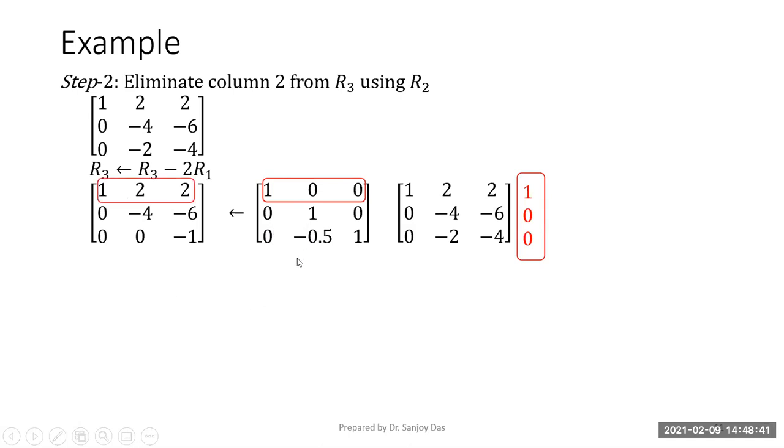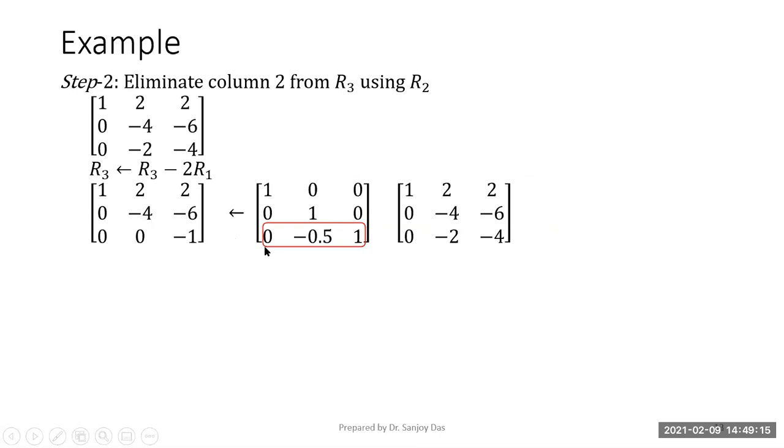0, 1, 0. So what does this mean is basically we're multiplying row 1 and row 3 with zeros, and row 2 is being multiplied by 1. So basically we are taking row 2 and putting it here. So I get the same thing: 0, negative 4, negative 6, 0, negative 4, negative 6.